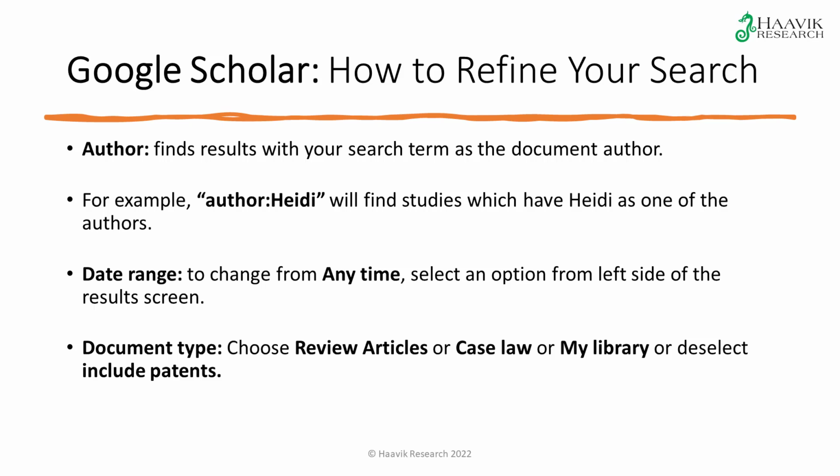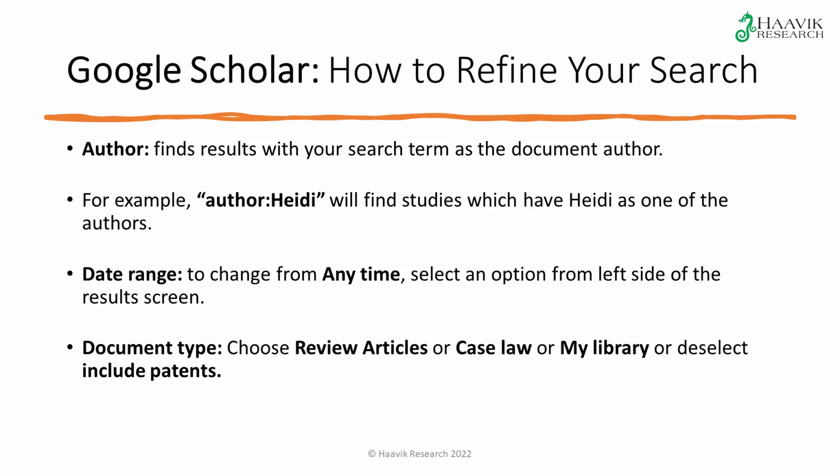Now, there are a few other ways that you can refine down your search as well. For example, you can add in the author and a colon and then a name, and this will find search results by a particular author. This can be very useful if you're looking for a particular author's research articles. So you could, for example, put in author colon Heidi, and you'd find articles that are authored by a Heidi. Could put a Heidi Horvick in there too.